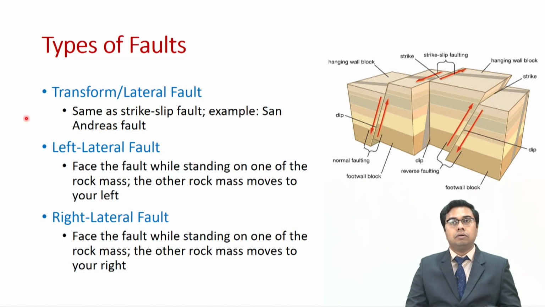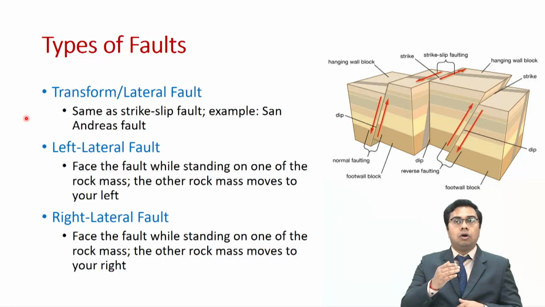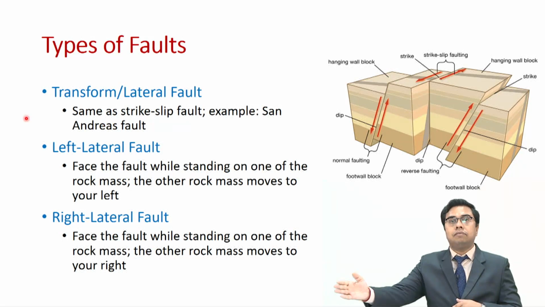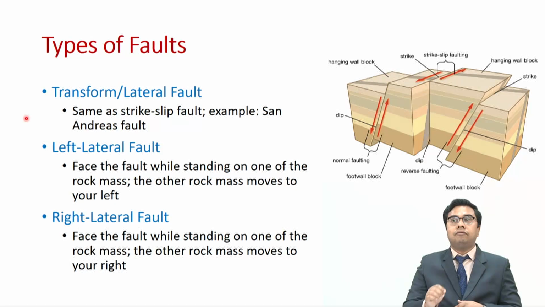Among the strike slip faults, that is, the faults where the relative sliding occurs along the direction of the strike, these faults are usually called transform or lateral faults. And in this case, we can have two types of fault, left lateral fault or right lateral fault. How to identify these faults? If we stand on one of the rock masses and observe the other one sliding, if the rock mass in front of us slides to our right, we call it right lateral fault. If the rock mass in front of us slides to our left, we call it left lateral fault.